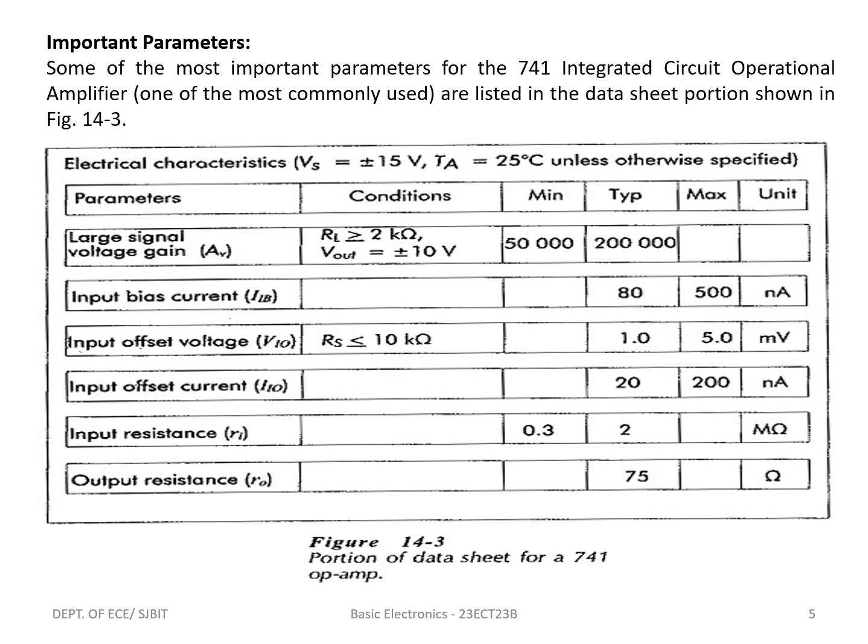Next, input bias current, IB, where the type will be 80 and maximum will be 500, unit will be nano amps. Input offset voltage VIO, where the condition will be RS less than or equal to 10 kilo ohm, type will be 1, maximum will be 5 and unit will be millivolts. Input offset current IIO will be, type 20, maximum 200, unit nano amps. And input resistance Ri will be minimum 0.3, type 2, unit mega ohms. And output resistance R0 will be, type 75 and unit ohms.